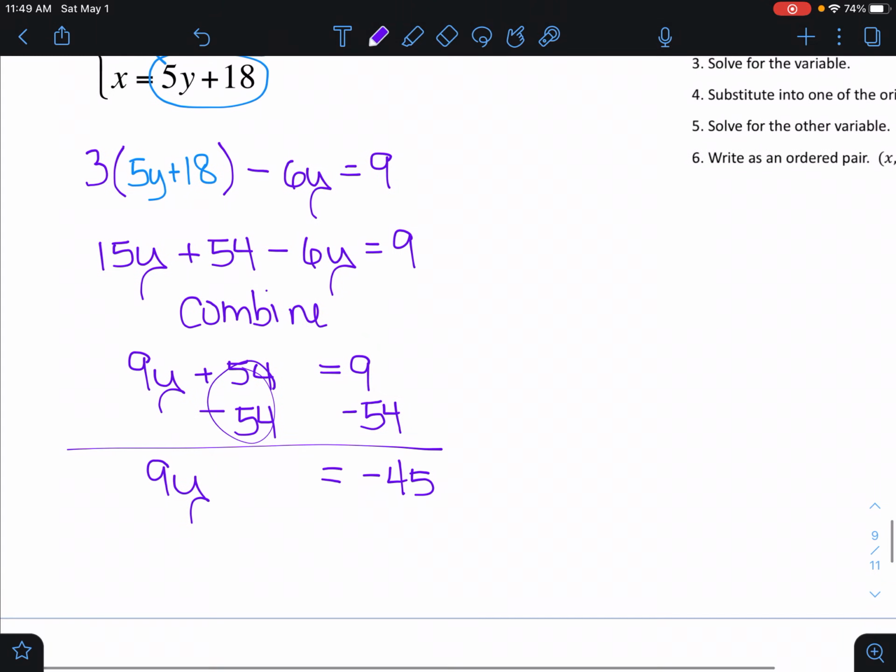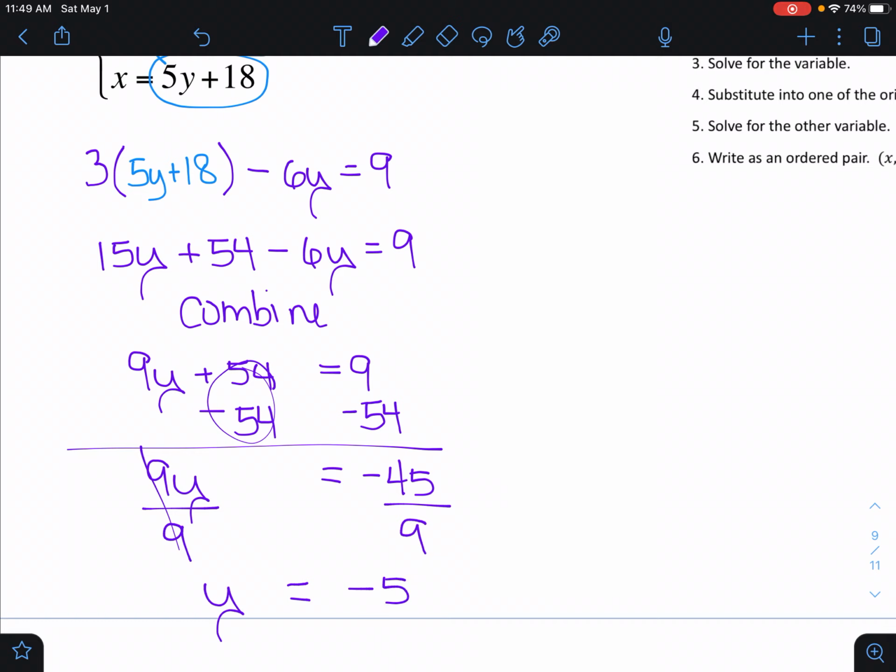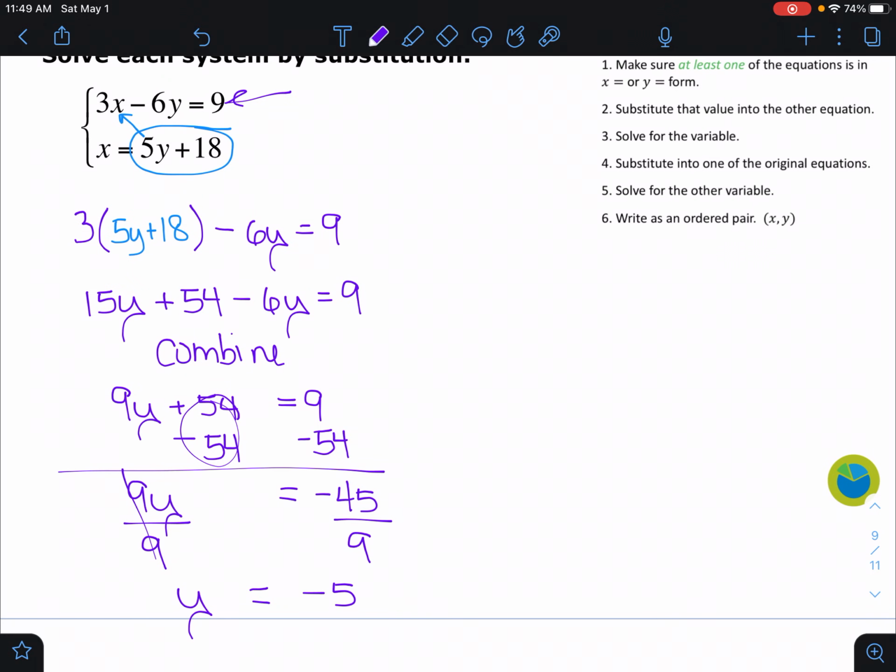All right. And now I need to solve for y. I got a 9 there, 9 times y, so I'm going to do the opposite. I'm going to divide. Make sure I do that on both sides. So y equals, and negative 45 divided by 9 is negative 5. All right, so now I have y. That bigger step 3, takes a little longer. And now I want to substitute in and solve for x.